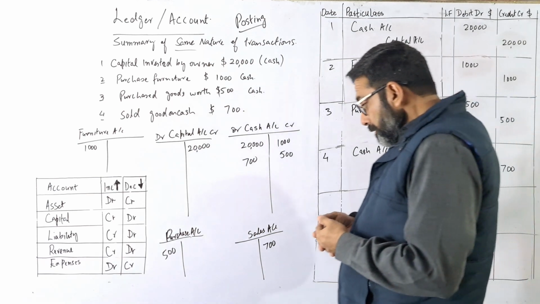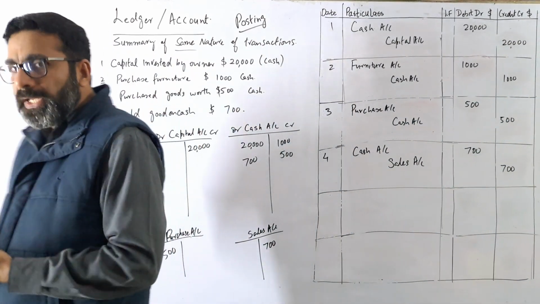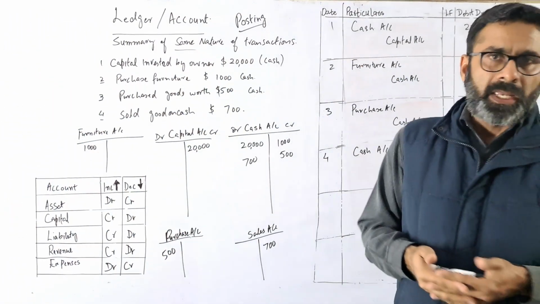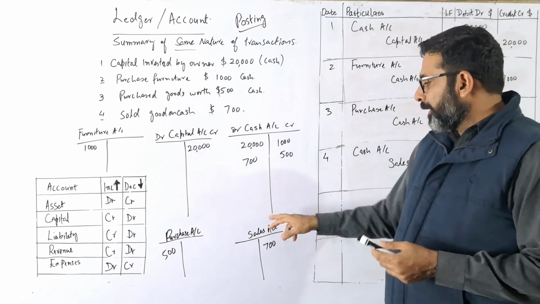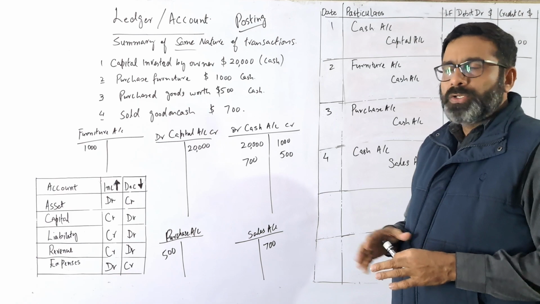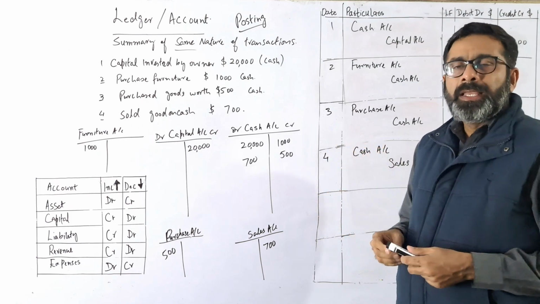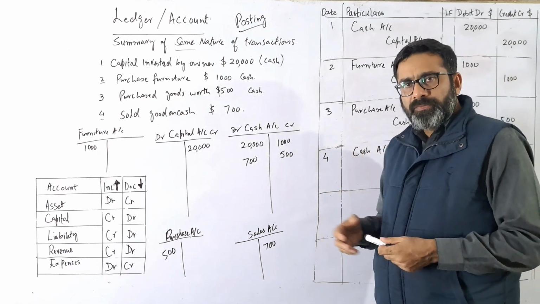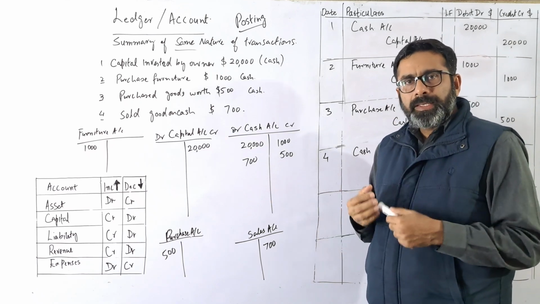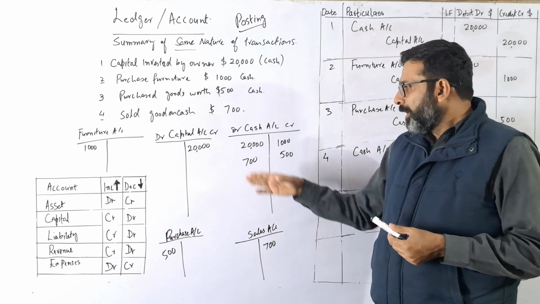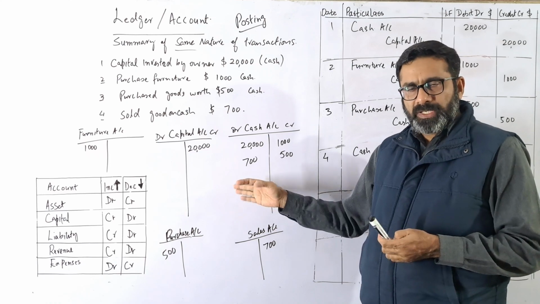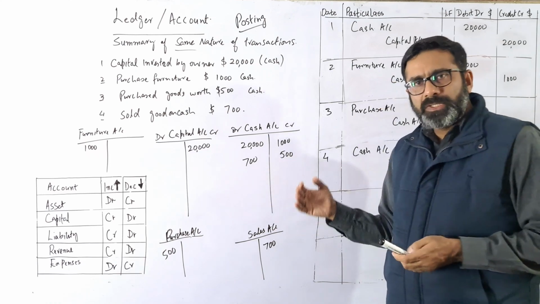So why do we need the account, or why do we need the ledger, or why do we need the posting? The simple purpose is that, for example, this is the transaction of 1 week, or of 1 day. At the end of the day, the owner or the manager of the business wants to know how much cash they have available. They have invested some cash, they have paid some cash, they have received some cash from the customers, and they have paid some cash to the suppliers.